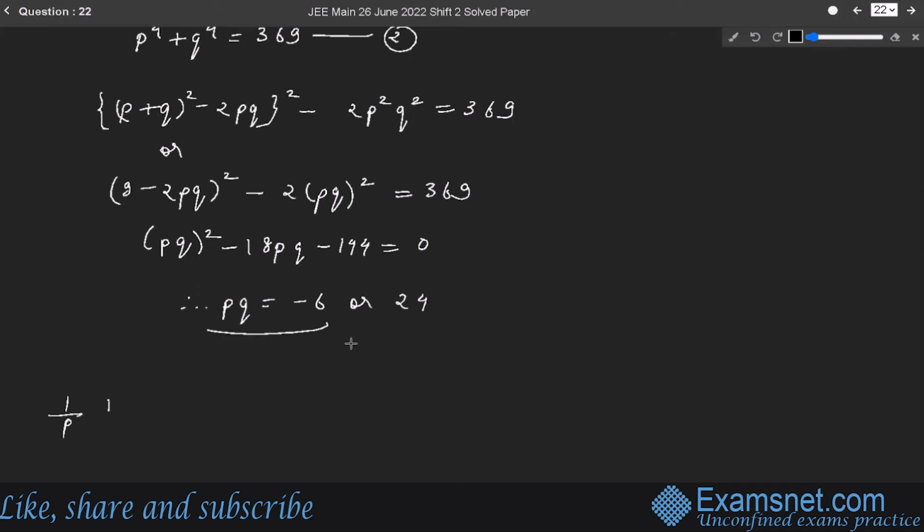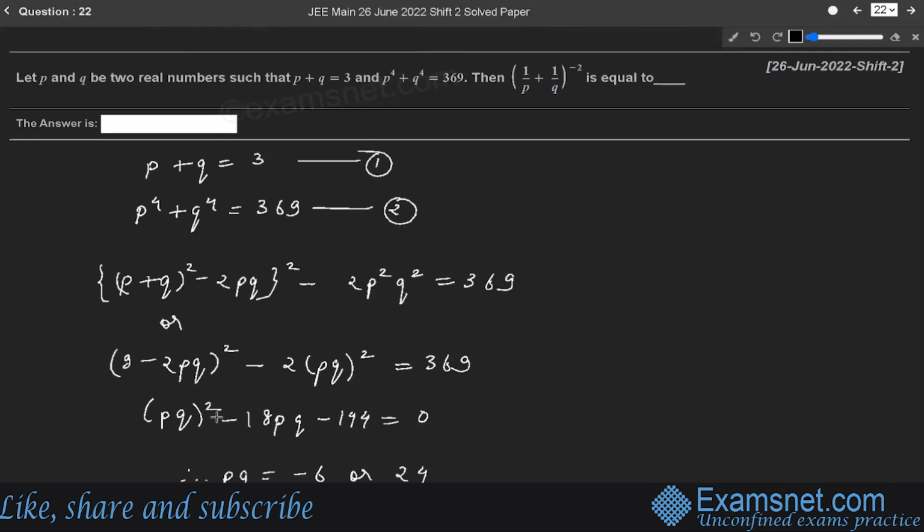Hence, (1 upon p plus 1 upon q) whole power minus 2 will be equal to (pq upon p plus q) whole power 2. So, it will be equal to (minus 6 by 3) square, which is equal to 4. Hence, we can say that the correct answer for this particular question is 4.